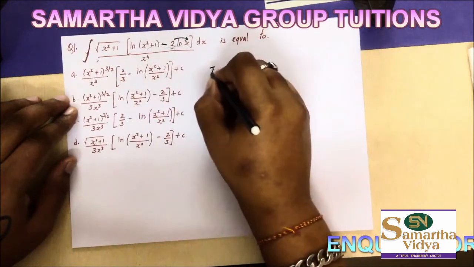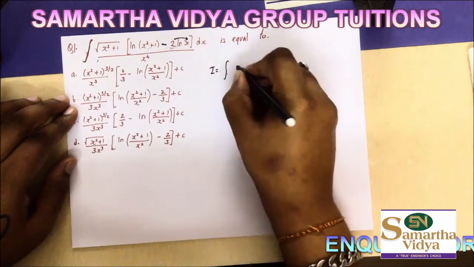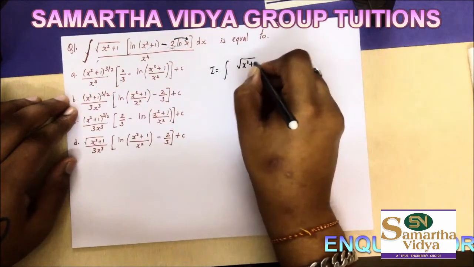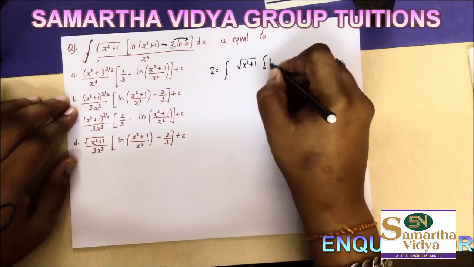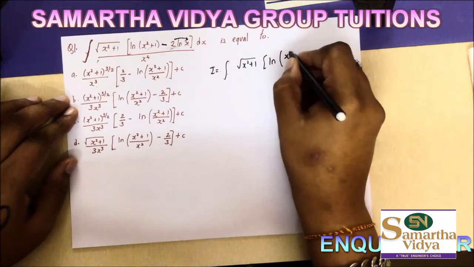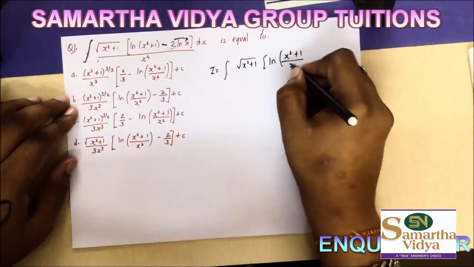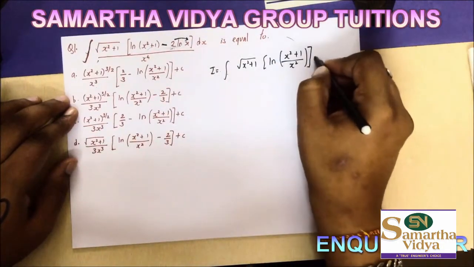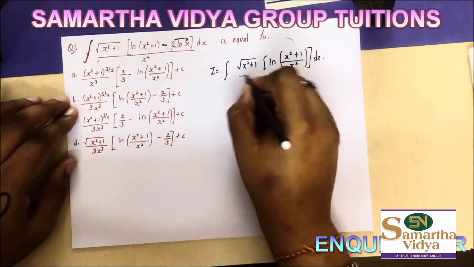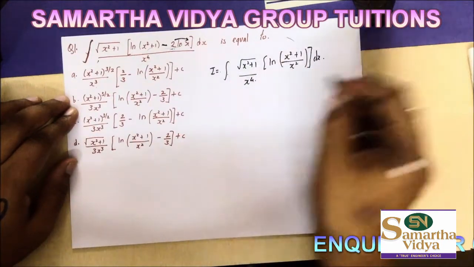So rewriting the integration, we have the root of x square plus 1 as it is, then we get ln of (x square plus 1 upon x square). This is the square bracket which we have simplified, upon x raised to 4.